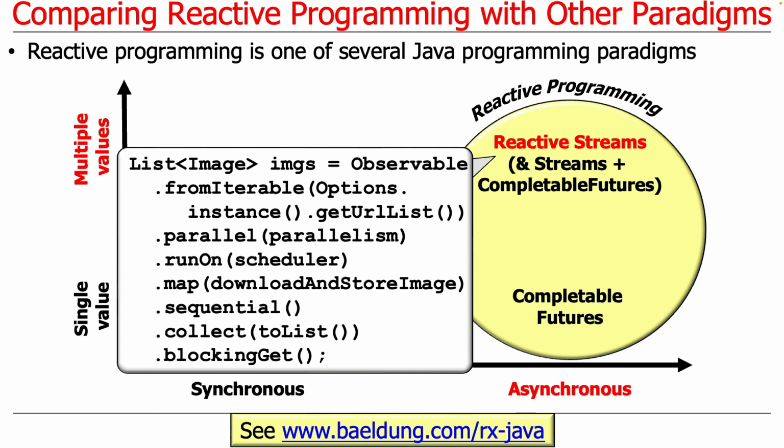RxJava implementation. We could do a Project Reactor one. I should probably do a Project Reactor one too. It doesn't really matter. They're almost identical here, where you're going to take a list of URLs, turn it into an observable, which could also be a flux if we needed to, convert that observable to a parallel observable, run that parallel observable on a scheduler, and then you download and store each image, which will then run in the background in one of the threads from the scheduler thread pool. Then we collect the results back into a list, and we wait until we're done, and we return a list of images. So this is the RxJava way of being able to get this capability.